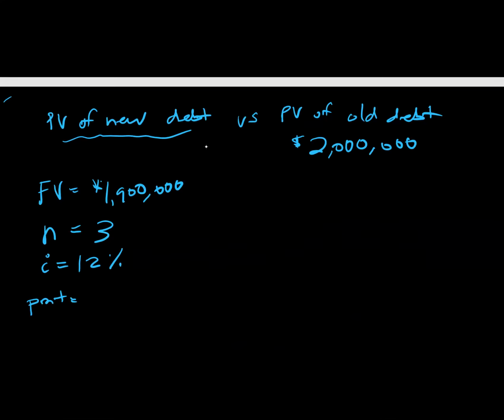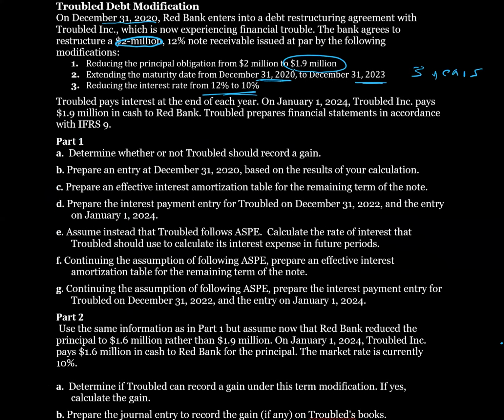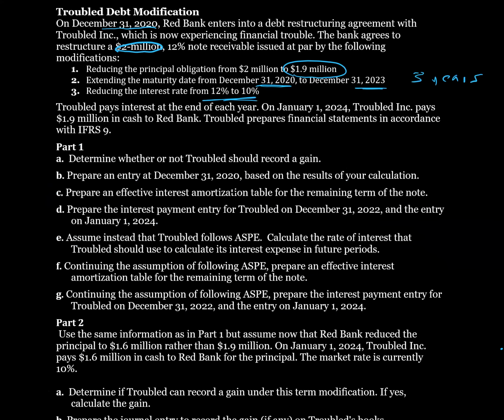Now, we just said we're going to use the 12% as our I, which was the interest rate on the old debt. But when we calculate the payment, it's exactly whatever the lender is going to expect. So if you were the lender on this debt, the bank, Red Bank, what would you expect your interest payment to be? Well, clearly you would expect to receive cash of 1.9 million times 10%, because as far as you're concerned, you've just changed the terms of this debt to 10%.